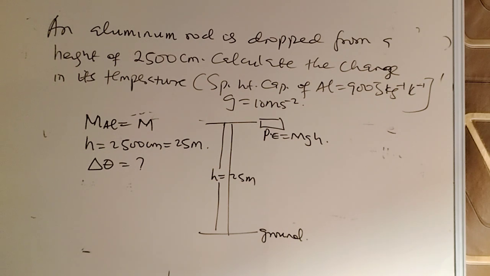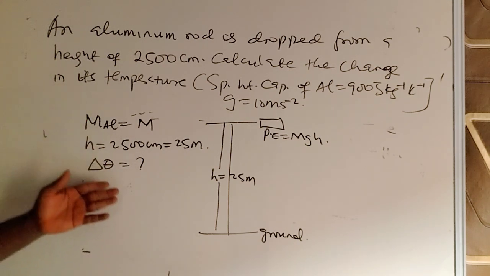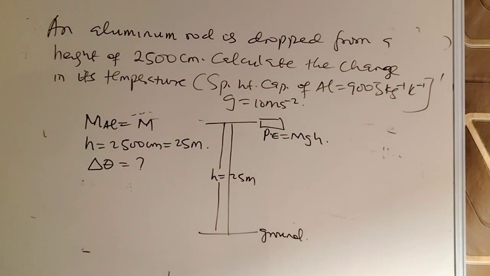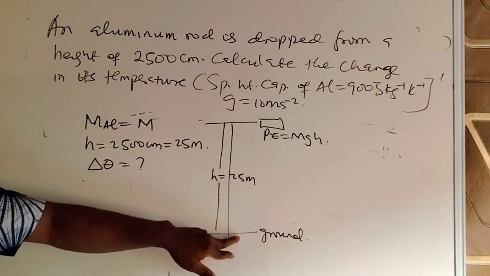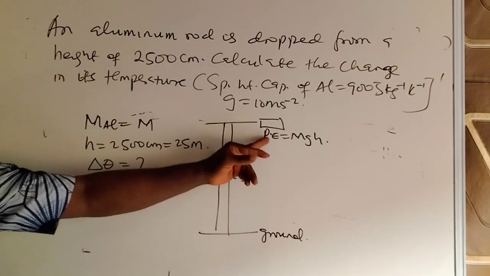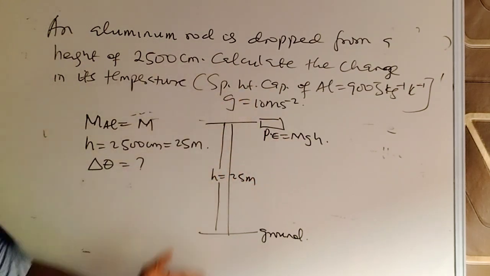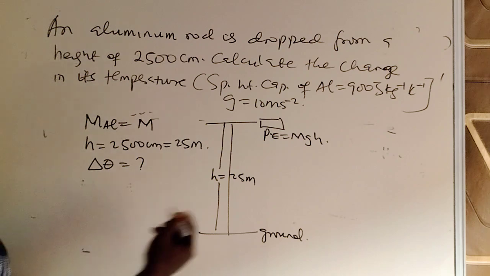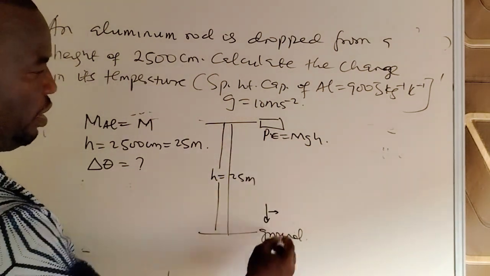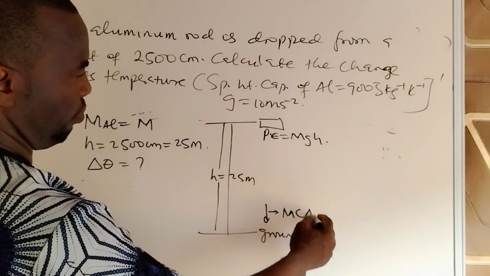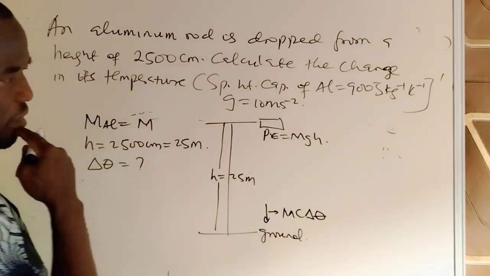This question can also be paraphrased. Instead of an aluminium rod, you can say a waterfall, at the top of a dam or a spring. Water at a height also possesses the same potential energy, so you apply the same concept. It falls through this height to the ground. So when the aluminium rod strikes the ground, the potential energy is converted to heat energy, which is MC change in temperature. Energy is conserved.